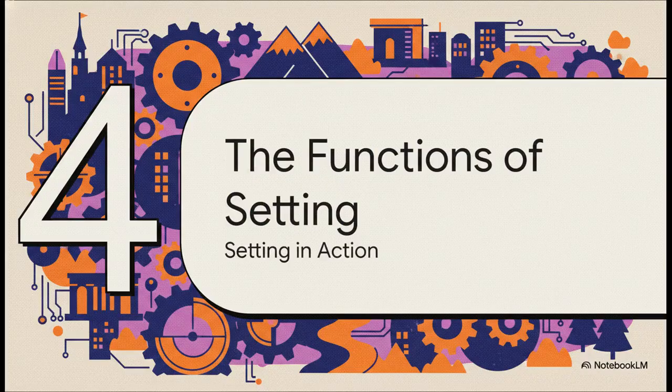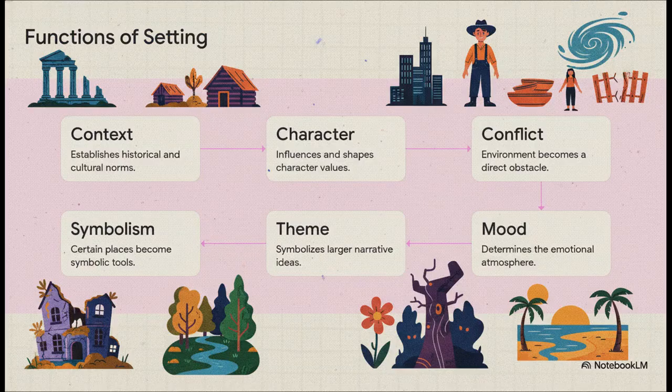Section 4. The functions of setting. Okay, setting basically operates like an engine with 6 distinct gears. First, it establishes context, giving us the cultural norms so we know what kind of world we've entered. Second, it shapes character. A frontier settler and a modern city resident are going to possess entirely different values based purely on their environment. Third, it creates conflict.